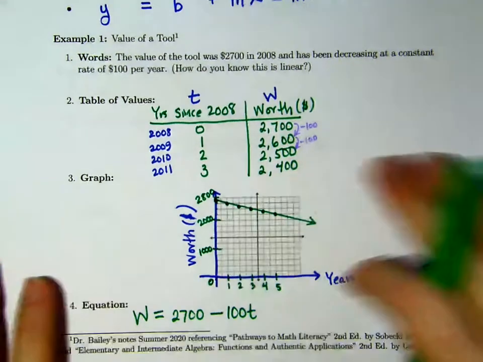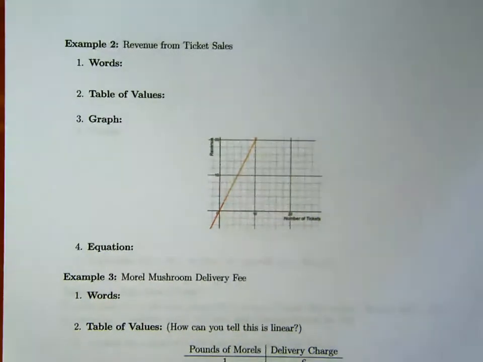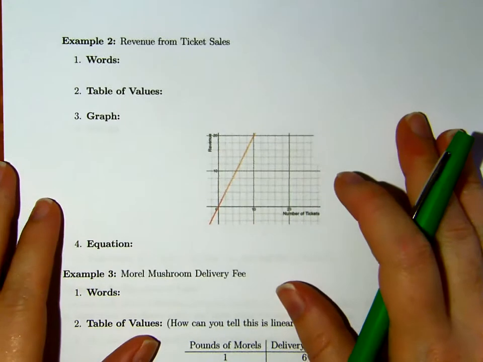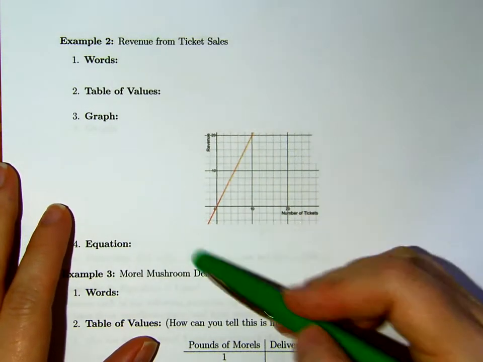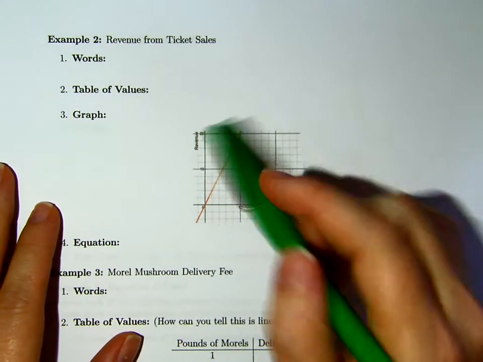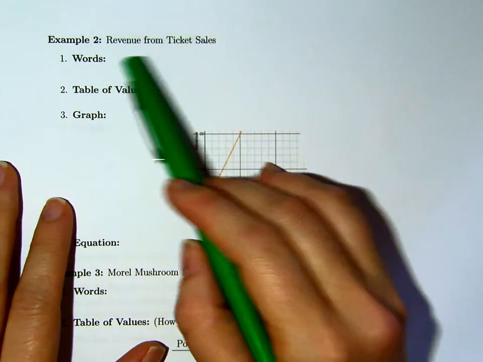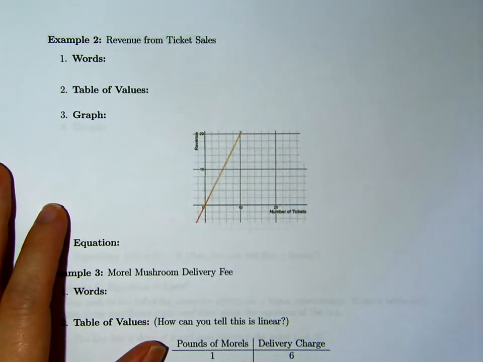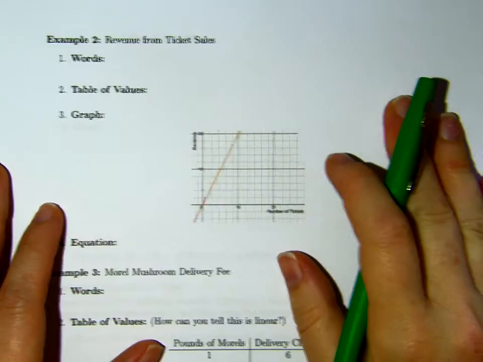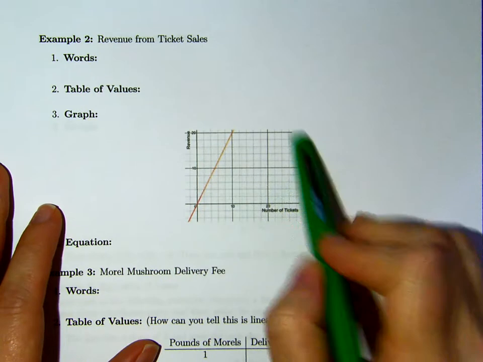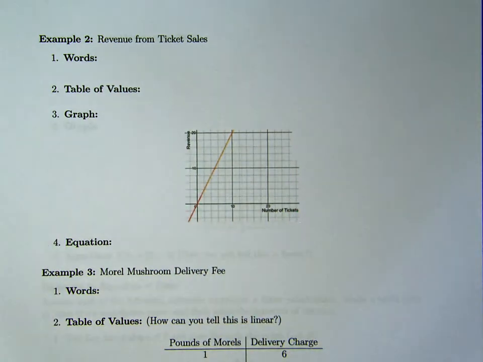Voila. On to the next. Example 2 is revenue from ticket sales. Ooh, but we have a graph here instead of the situation or a table of values. Okay. The first thing I'm going to do is actually the table of values because I have these points and I'd like to get them jotted down somehow.